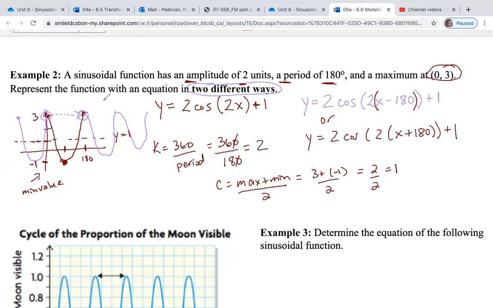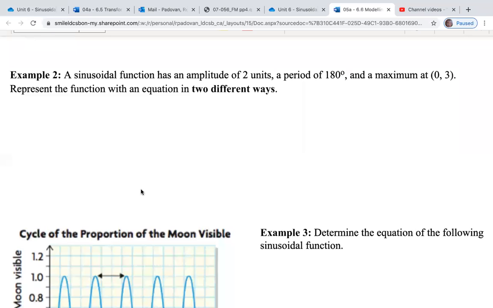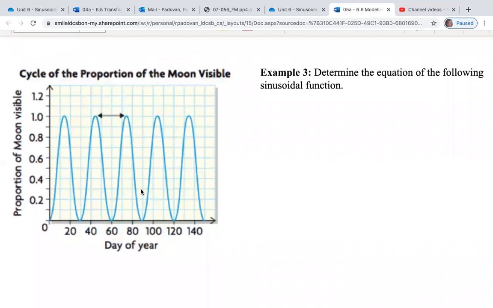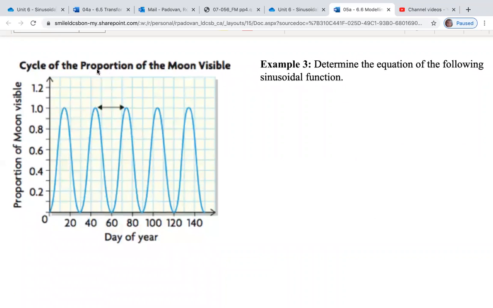Okay, let's look at one more example here, and I'm given the graph. It shows the cycle of the proportion of the moon that's visible to us from Earth. So proportion of the moon visible, obviously one would be 100% of the moon is visible, zero none of the moon is visible, and all the percentages in between, right? So determine the equation of the following sinusoidal function.